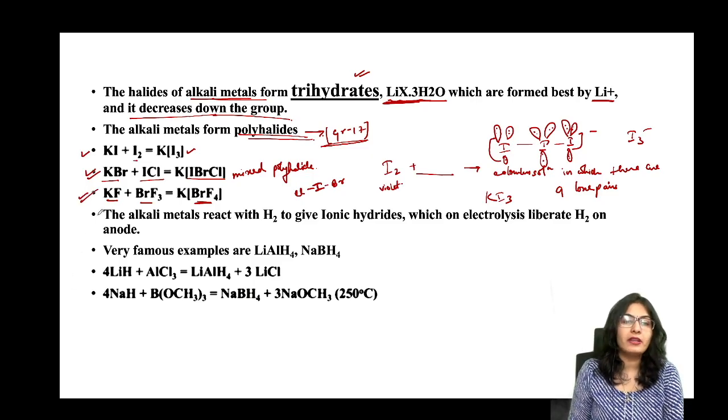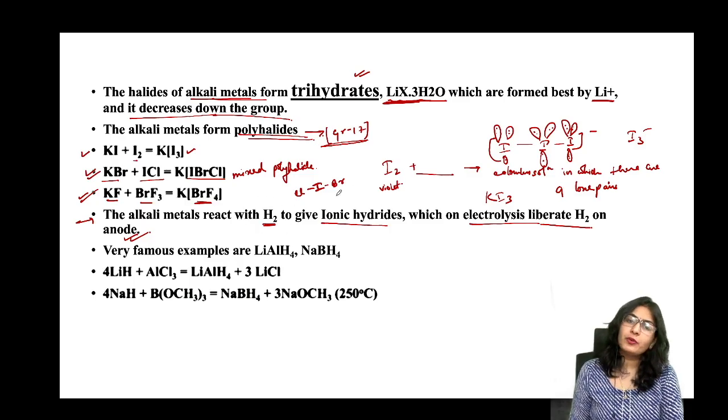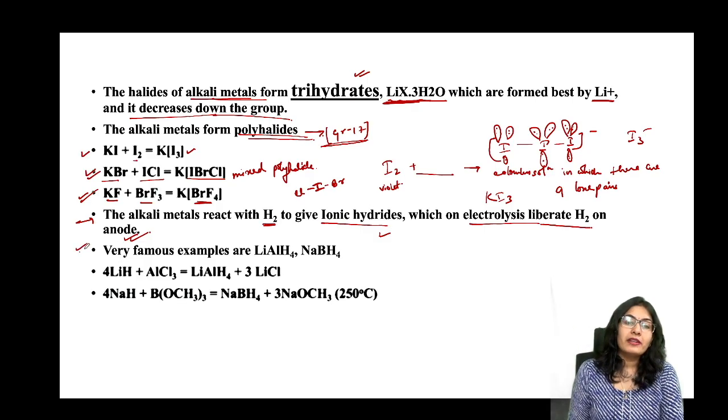Okay, right. The alkali metals react with hydrogen to give ionic hydrides, which on electrolysis liberate H2 on the anode. Okay, what is an anode? Anode is negatively charged, cathode is positively charged. So alkali metals react with hydrogen to give you ionic hydrides, which on electrolysis, again breaking down, liberate H2 on the anode. Very famous examples are lithium aluminium hydride, sodium borohydride. What are these? These are ionic hydrides.